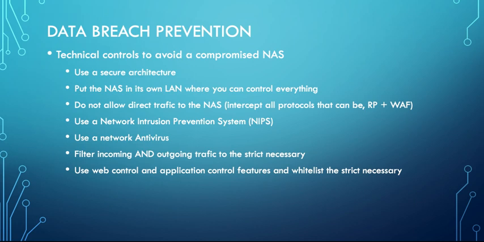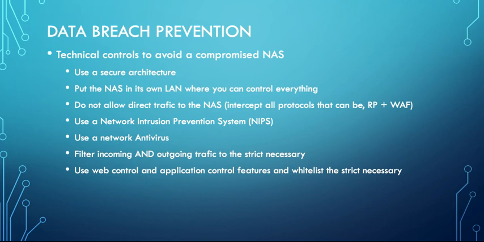Now for technical controls, so this is a bit a part of my other videos on prevention. It's everything that you can do to try to reduce the risk, the probability of your NAS getting compromised. So this is just a recap. We have a secure architecture, put the NAS in its own LAN where you can control everything which is going in and out. Do not allow direct traffic to the NAS, so you have to intercept any kind of protocols that are compatible with interception, like the HTTP protocol.